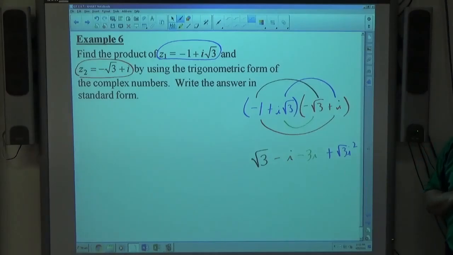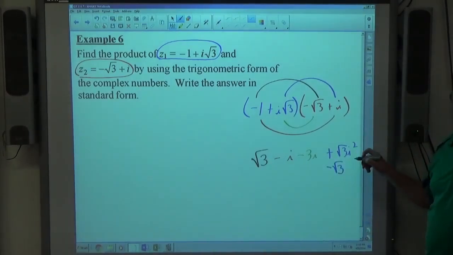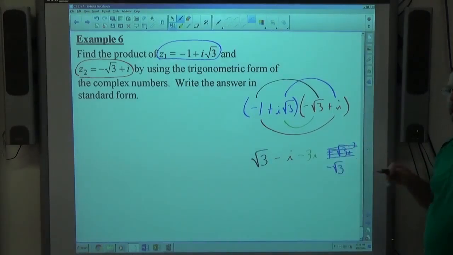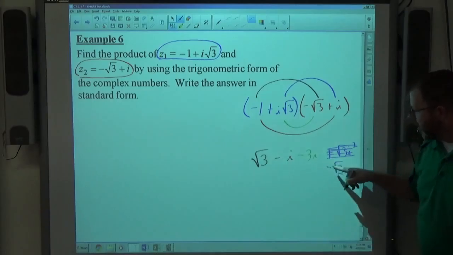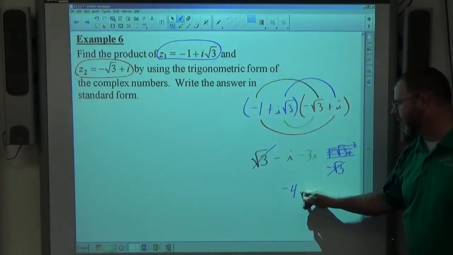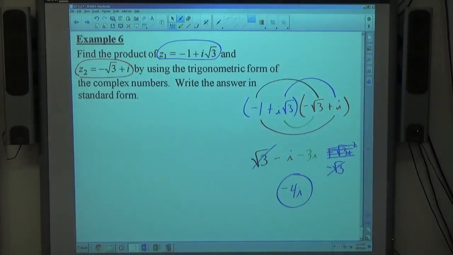And then that times that makes plus the square root of 3I squared. Right? Square root of 3I squared is the same as negative the square root of 3, remembering I squared is negative 1, right? All our facts about I haven't changed. Square root of 3 minus the square root of 3 makes a real value of 0. Negative I minus 3I makes negative 4I. That is easier to do than what we're going to do.